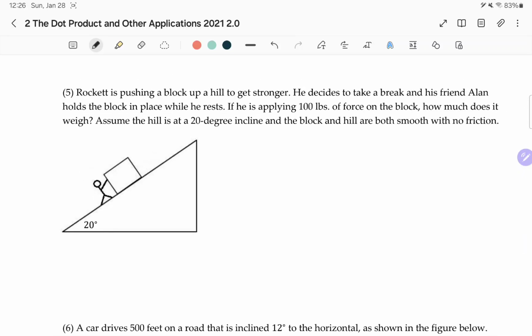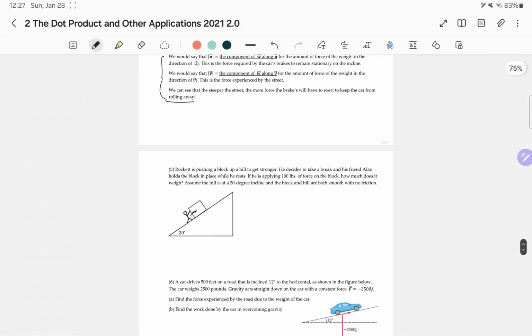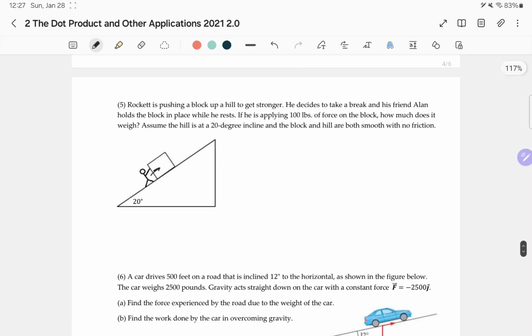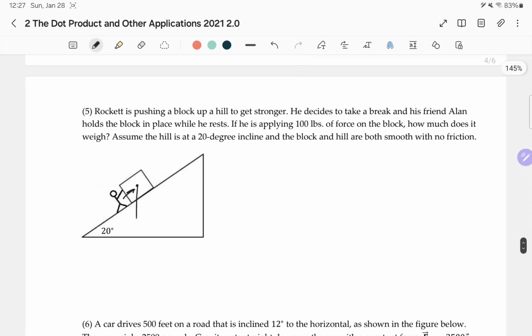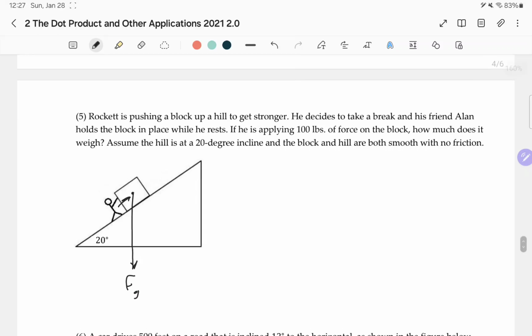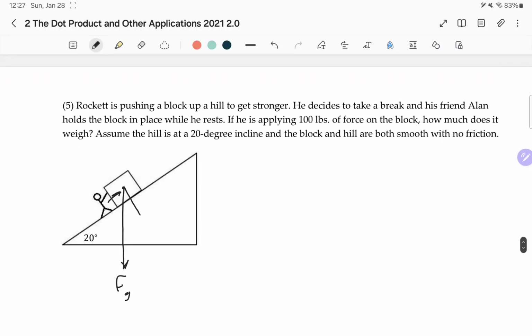So let's see. If he's applying 100 pounds of force like this, that means it's in equilibrium right now because it's not moving. If we want to solve this, let's first break it up into components, right? We want to know how much it weighs, which means we want to know the force of gravity. So let's draw the center of mass here, and let's say this is the force vector of gravity. Let's call this force G, for force of gravity. Obviously, like I said, there's the component that pushes straight into the ground that goes this way. And then there's a component that goes down the hill, which is that way. We'll call these V and U for convenience sake.